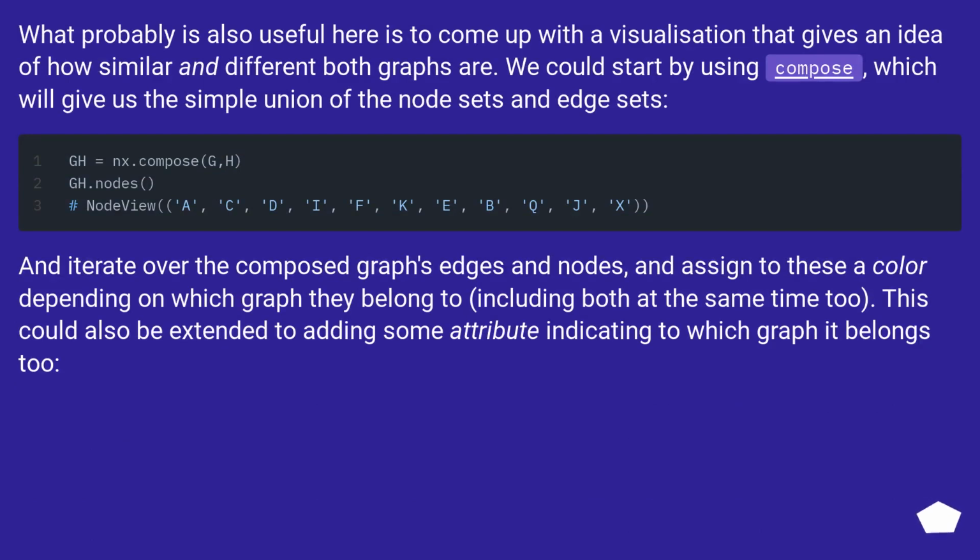What probably is also useful here is to come up with a visualization that gives an idea of how similar and different both graphs are. We could start by using compose, which will give us the simple union of the node sets and edge sets. And iterate over the composed graph's edges and nodes, and assign these a color depending on which graph they belong to, including both at the same time too. This could also be extended to adding some attribute indicating to which graph it belongs to.